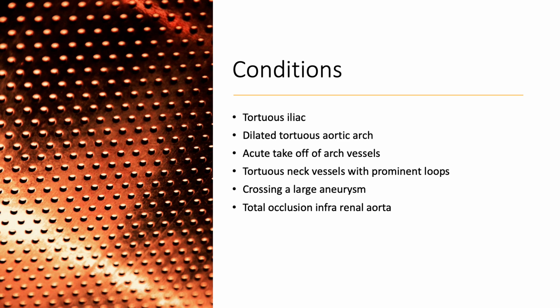It could be a tortuous iliac artery, a dilated tortuous aortic arch, as we've seen in the elderly and in patients with uncontrolled hypertension. It can be the acute takeoff of arch vessels, tortuous neck vessels with prominent loops, especially around the tonsils. I will also talk about how we can cross a large intracranial aneurysm, especially when you want to place a stent or a flow diverter across. And then finally, also how we could approach when we come from the arm, either through the brachial or through the radial approach.